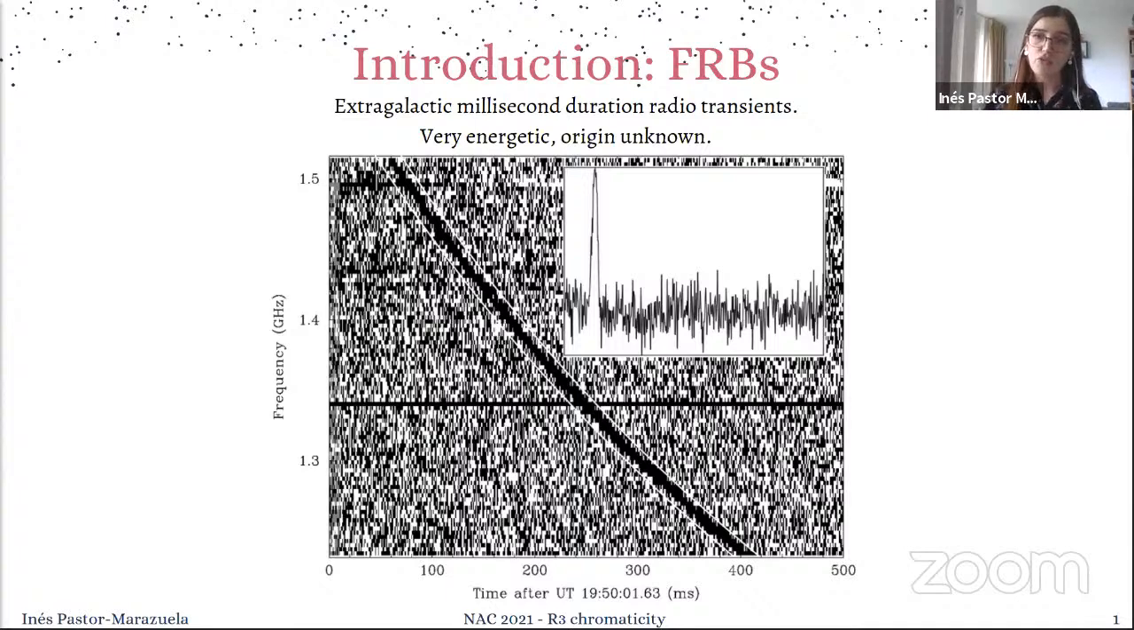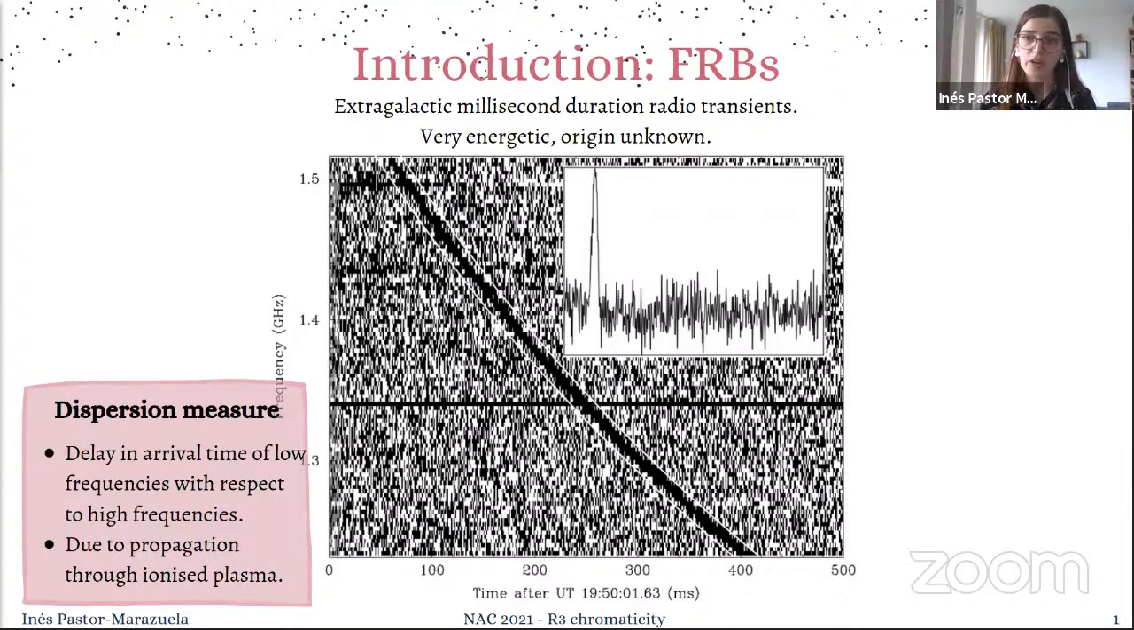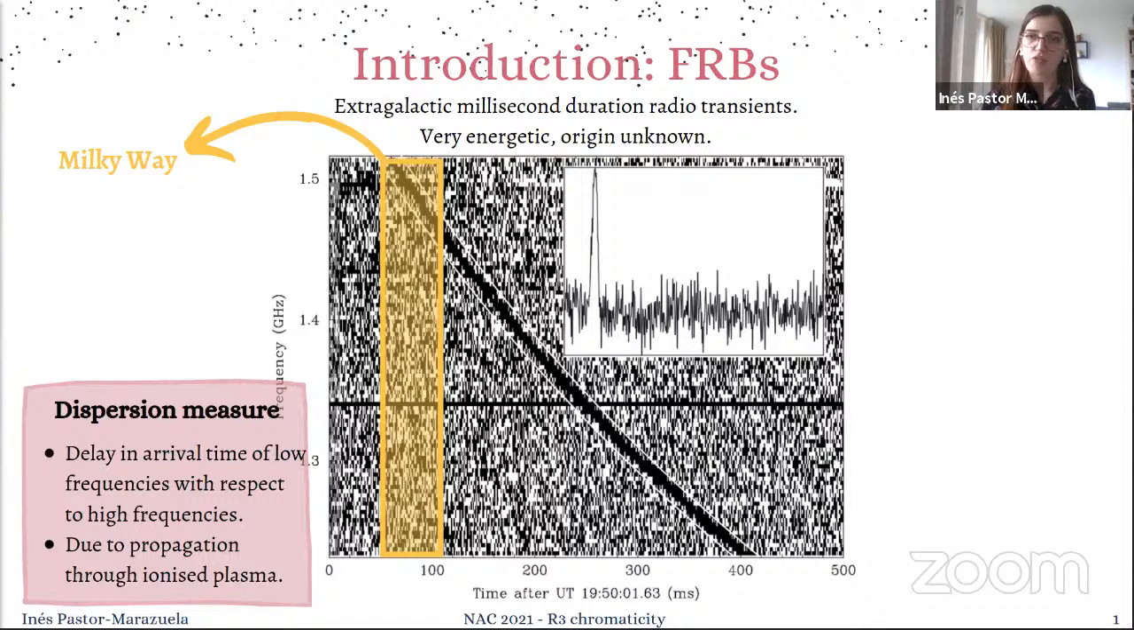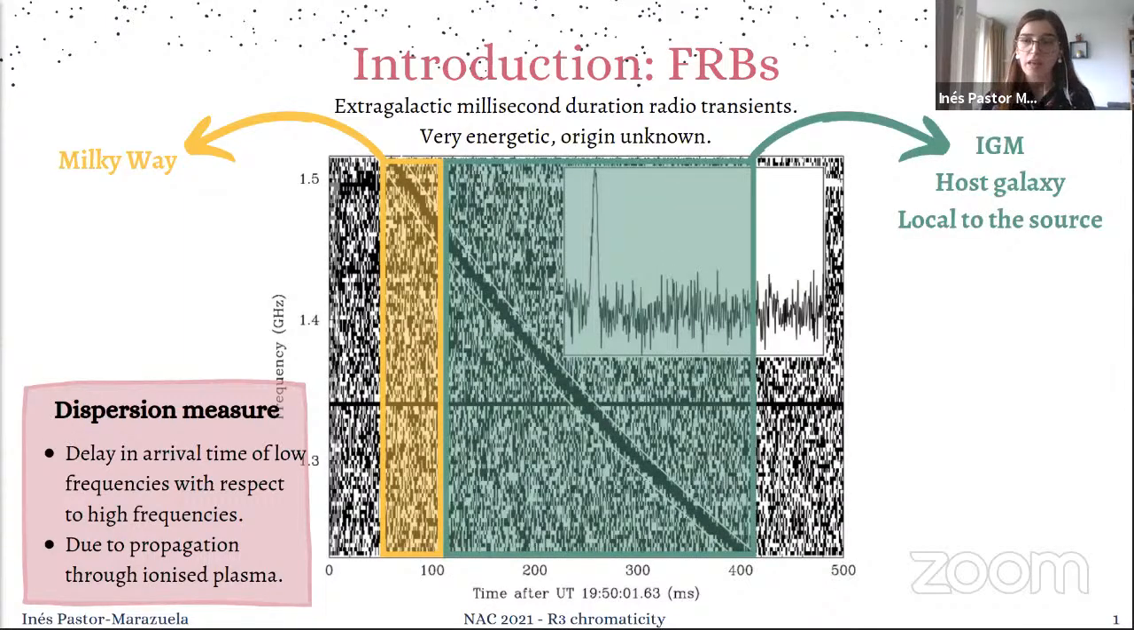As you can see, the low frequencies arrive delayed with respect to the higher frequencies. We can quantify this delay with what we know as the dispersion measure, or DM. This delay is due to the propagation of the radio waves through ionized plasma in the interstellar medium. We have models to quantify the expected dispersion measure in a certain direction of the sky from the Milky Way contribution. But what was really surprising about this first fast radio burst is that the Milky Way contribution was only a very small fraction of the total dispersion measure. Yet the additional DM must thus be a contribution from the intergalactic medium, the host galaxy, and also local to the source, putting this FRB at cosmological distances.